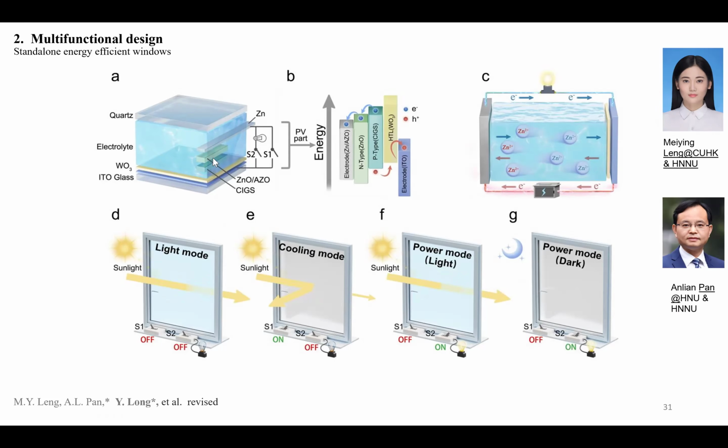And also we have this as a solar cell. So the solar cell is used to collect and harvest the sunlight during the daytime. So this is a 3-in-1 device.